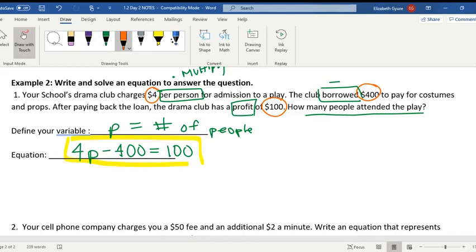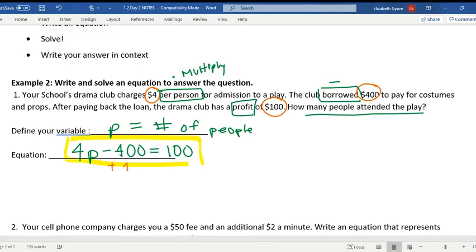We can't divide yet, but we will divide second. What do we have to do before we divide? That'll be our final answer. What should we do with that subtracting 400? How do you get rid of subtracting? Addition. We're going to add 400. So 4P equals 500.